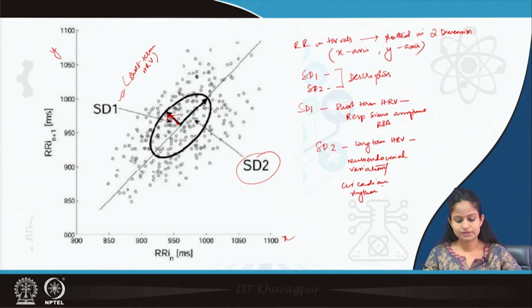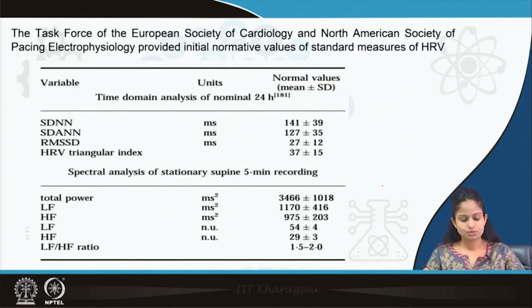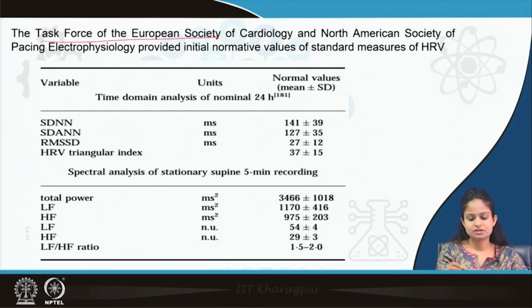As I had already told you, the fractal dimensions and the Shannon entropy are usually done with the help of convoluted neural networks and support vector machines. These are the entities of artificial intelligence or machine learning which are in use nowadays. The task force of the European Society of Cardiology has given some normative values of this HRV. Generally, we do not get to see standardized values of the various parameters used in HRV, but we follow the task force European Society of Cardiology guidelines.